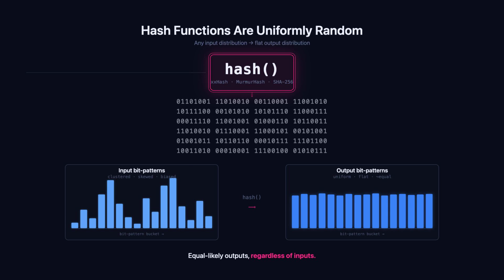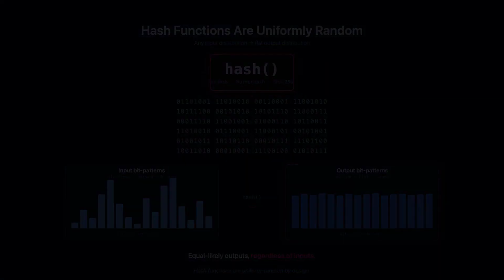Once we put a value through a hash function, we can stop reasoning about the value. We can reason about a uniformly random binary string instead. And uniformly random binary strings have very predictable statistical properties. Properties we can exploit to count without remembering.